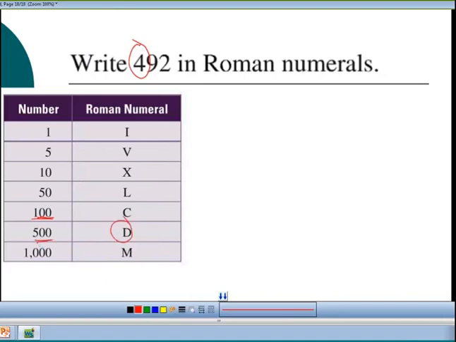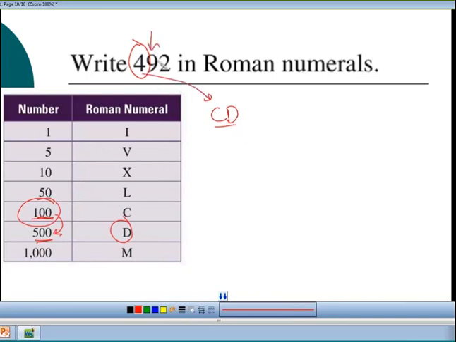So what we're going to do is say that I want a C, and I would have written out 4 of them, but I want to say C before D. In other words, I've got 100 less than 500. It's 1 short of 500. So we would say CD, that represents the 400.